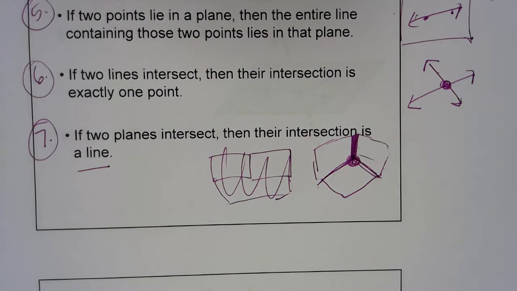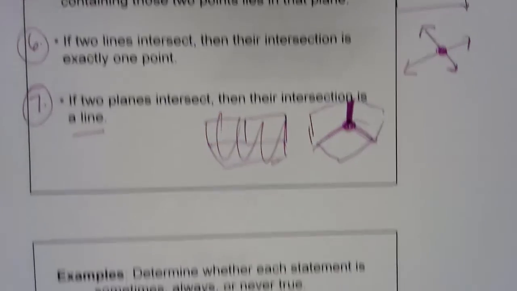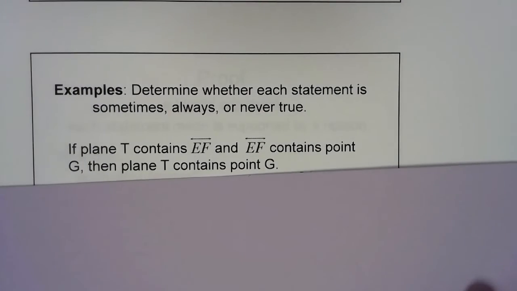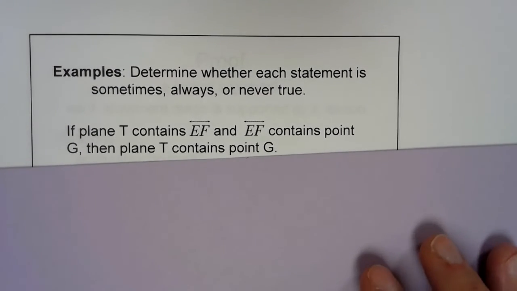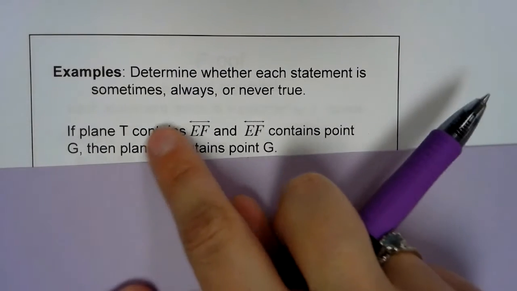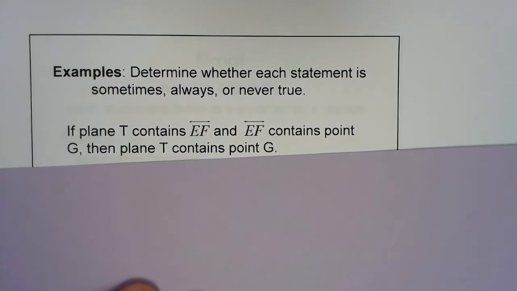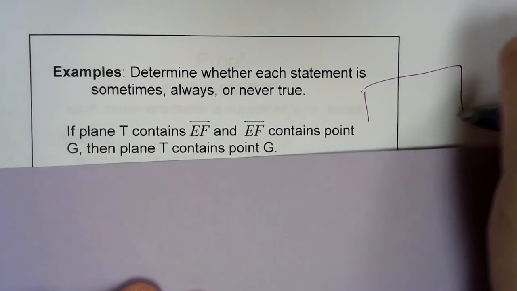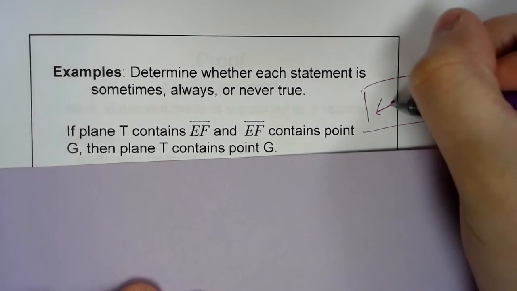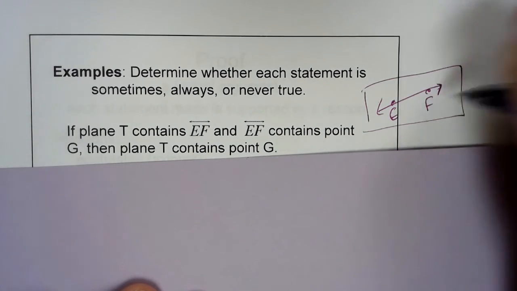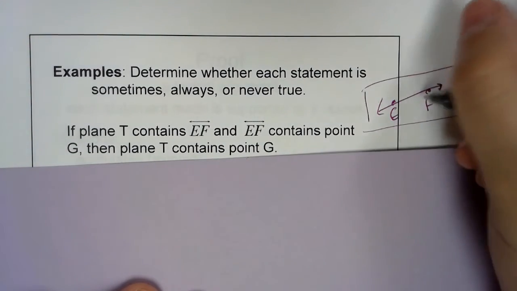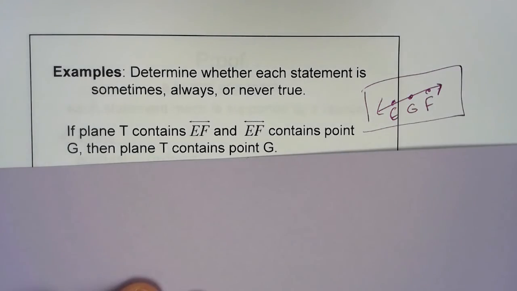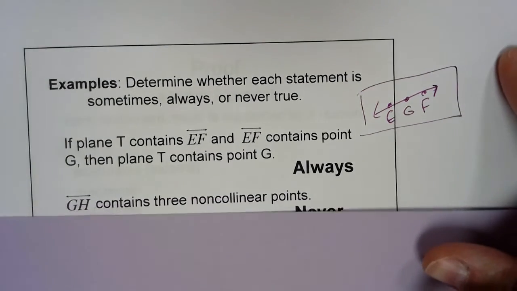All right, so here's a couple of examples for you. Determine whether each statement is sometimes, always, or never true. All right, so it says if plane T contains line EF and line EF contains point G, then plane T contains point G. So we've got a plane, and there's a line inside of the plane, EF. Then it says line EF has point G on it. Well, point G must be on plane T. That one is always true.